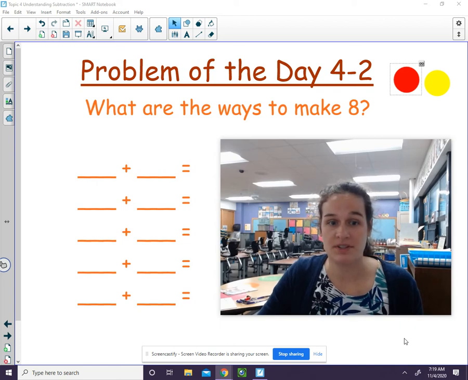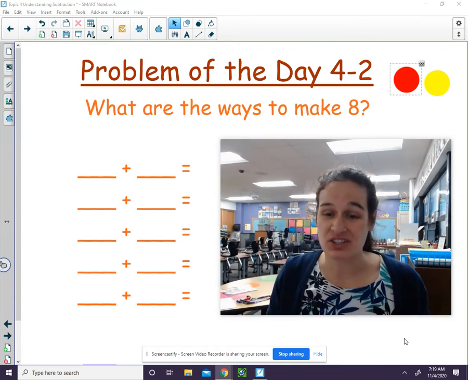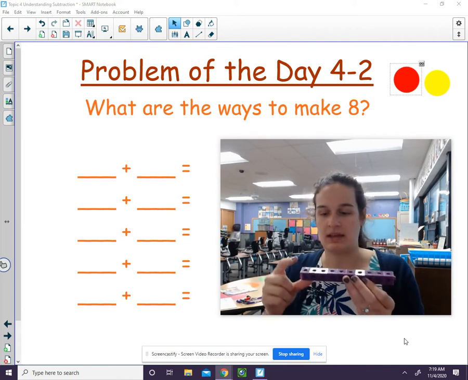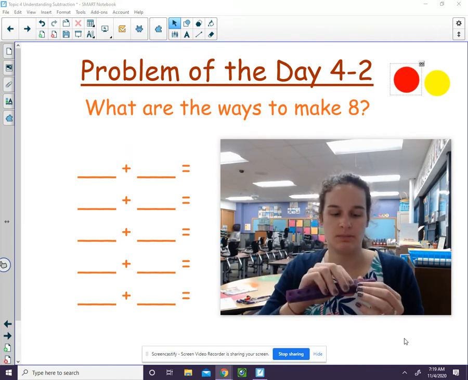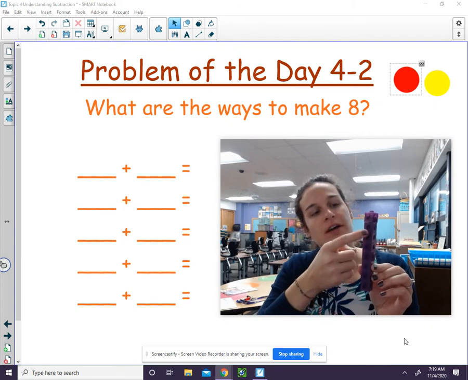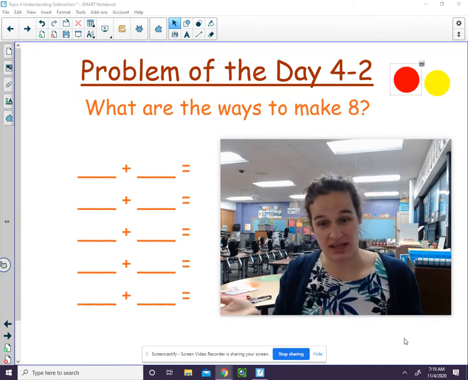Our problem of the day says, what are the ways to make 8? So you're going to need your number cubes. We need to start with 8 cubes because we want to find different ways to make 8. So I'm going to get 8 cubes. Here we go. I'm going to check. 1, 2, 3, 4, 5, 6, 7, 8. And now I'm going to try to think of some different ways that I know to make 8.